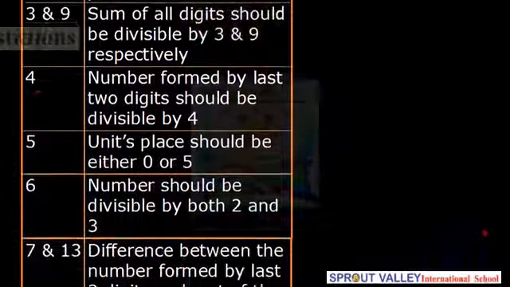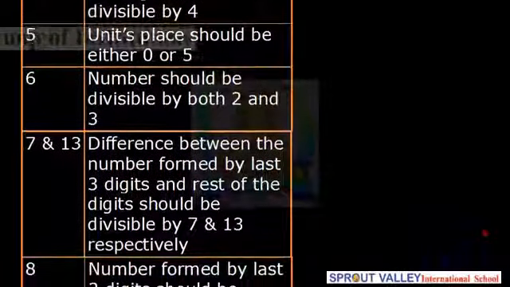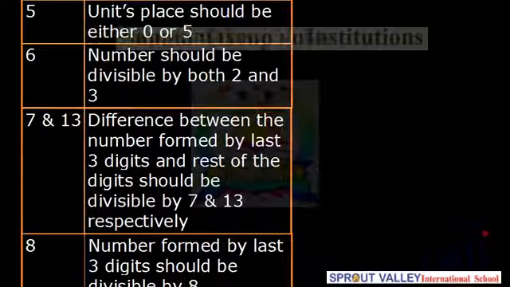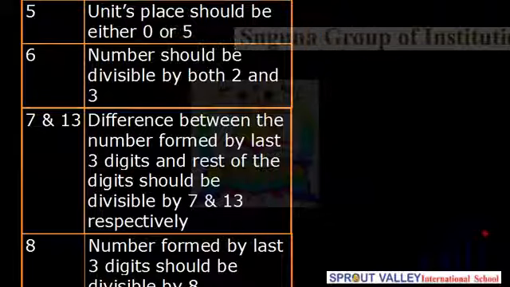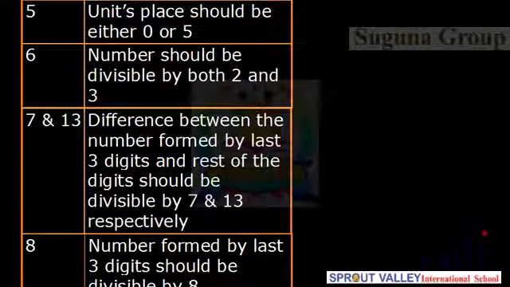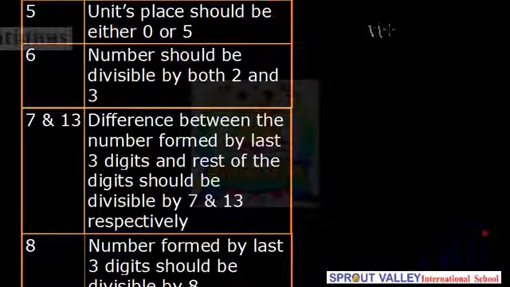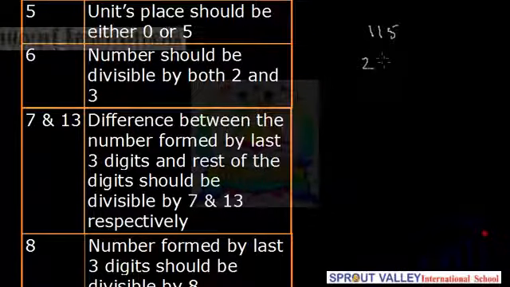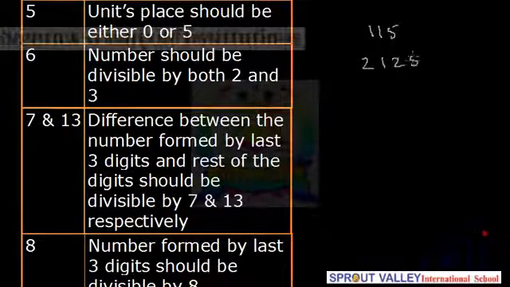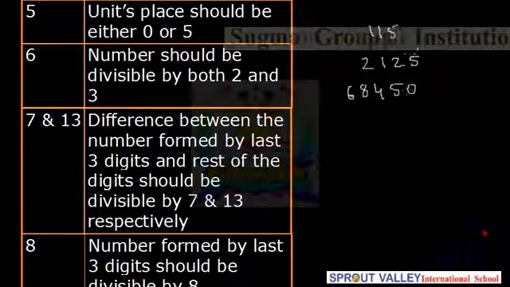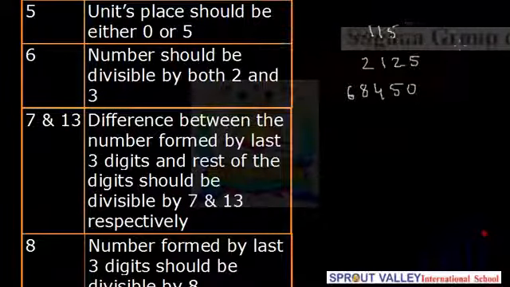And then we have divisibility rule of 5. And the divisibility rule of 5 is very simple. It says that units place should be either 0 or 5. So if you have any number like 115 or 2125, 68,450, all these numbers will be divisible by 5, right?